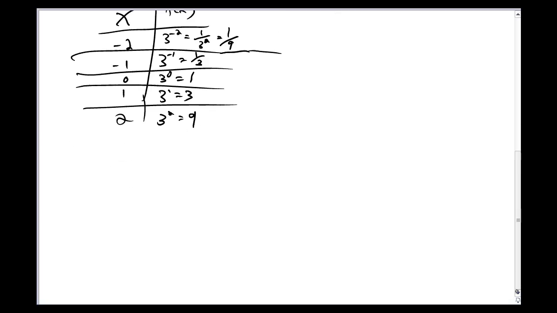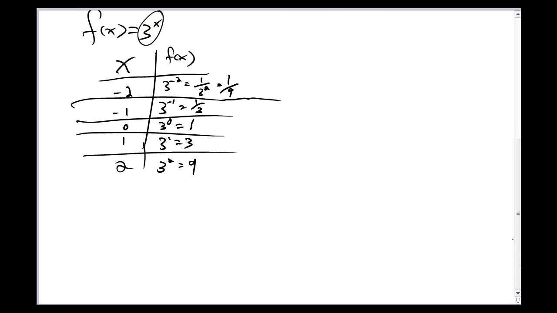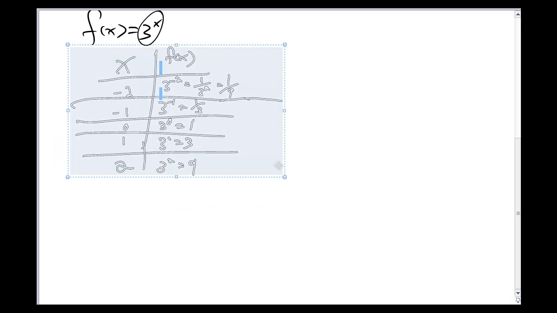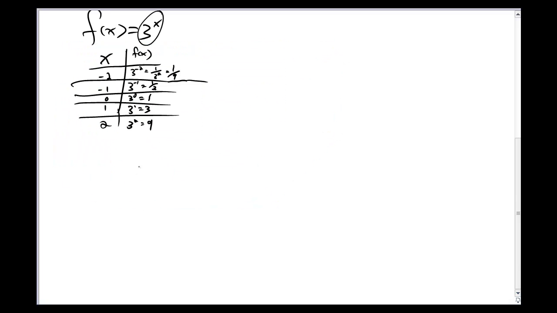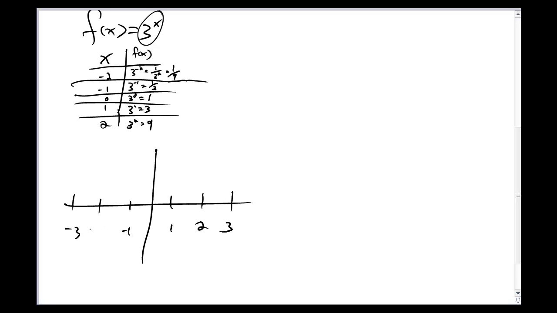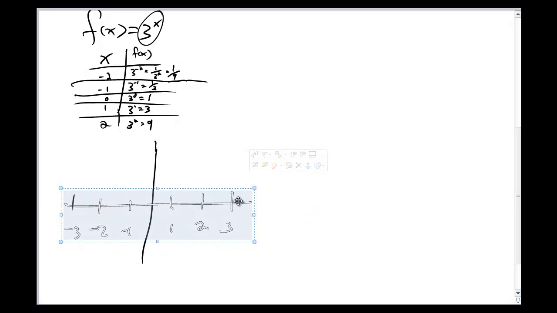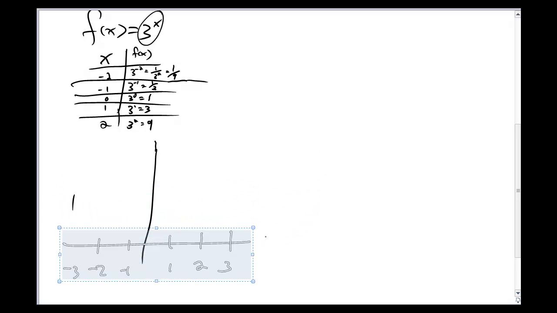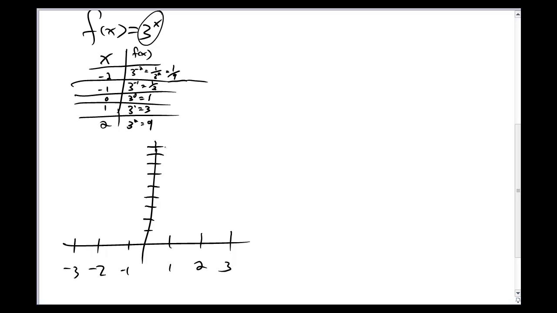So as I start trying to graph this, I've got all these little points here. So here's what I've got. 1, 2, 3, 1, 2, 3. I've got -3, -1, 1, 2, 3. I don't know, -2 here. And let me give myself just a little bit more space here. One, 2, 3, 4, 5, 6, 7, 8, 9.